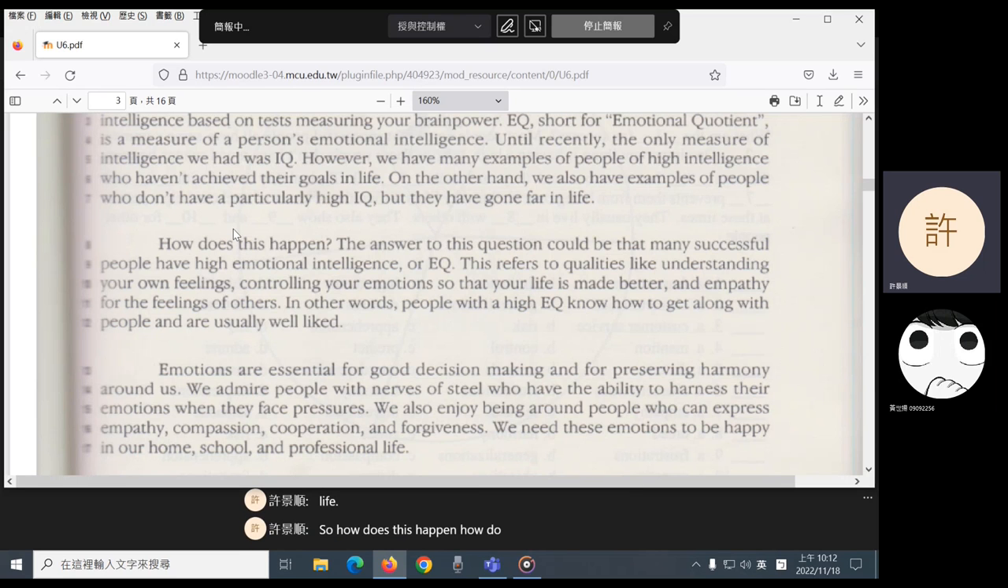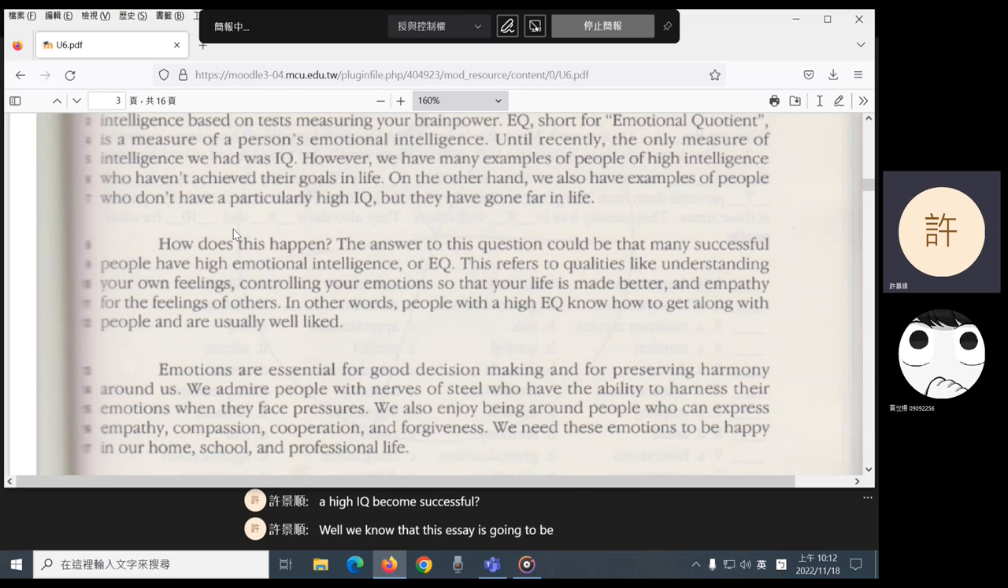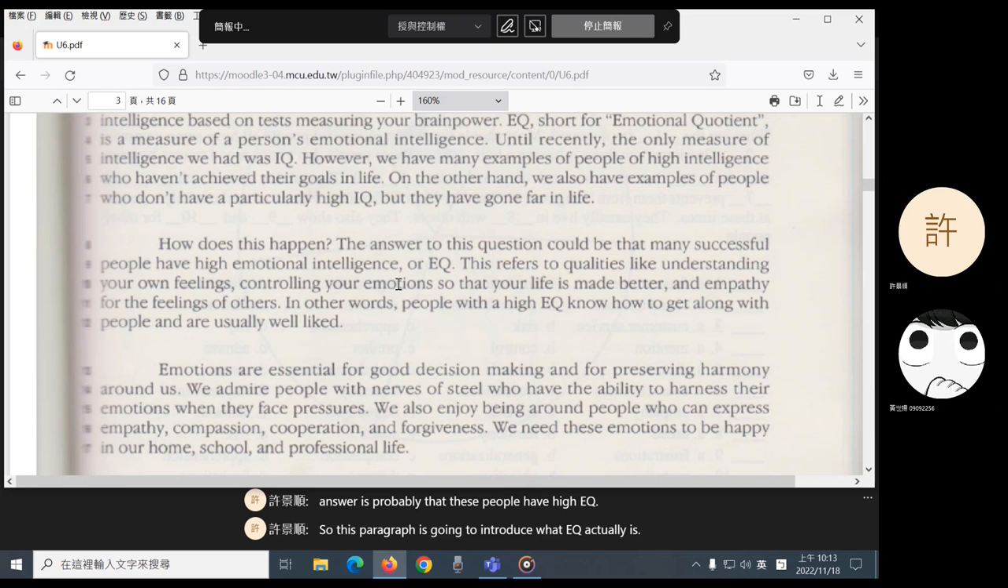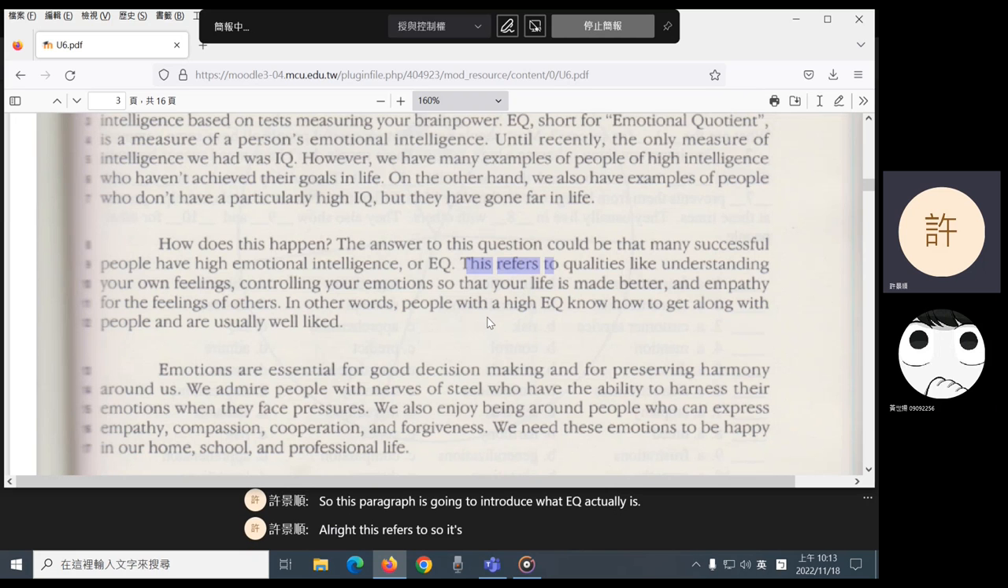How do people who do not have a high IQ become successful? Well, we know that this essay is going to be about EQ. So the answer is probably that these people have high EQ. So this paragraph is going to introduce what EQ actually is. Right? This refers to, so it's explaining the idea of EQ.